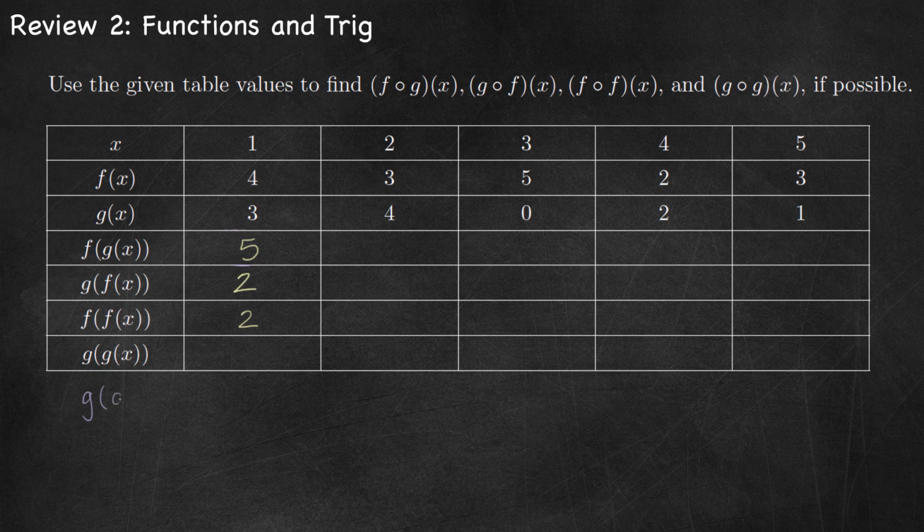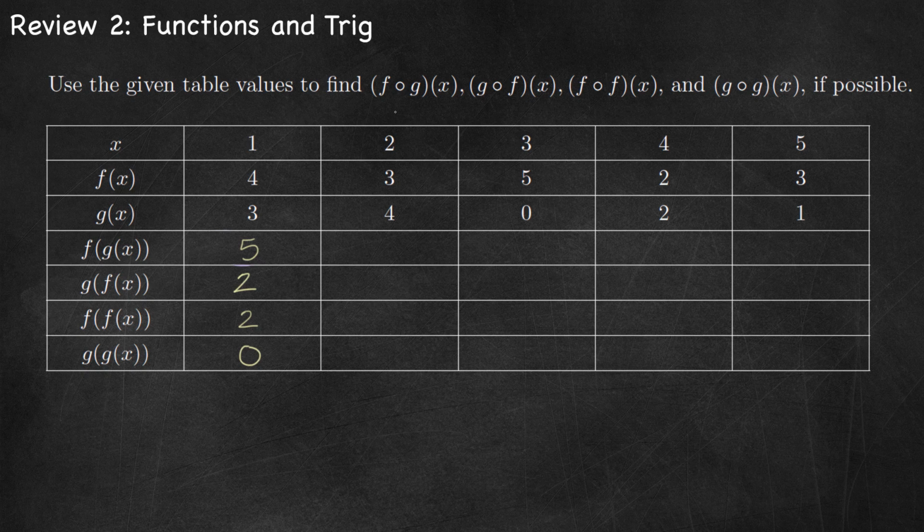And g of g of 1, I want to first find g of 1. So g of 1 is 3. And then for g of 3, we will evaluate g at 3. We get 0. So g of g of 1 is equal to 0. Okay, so let's finish the rest of these up in a similar fashion.